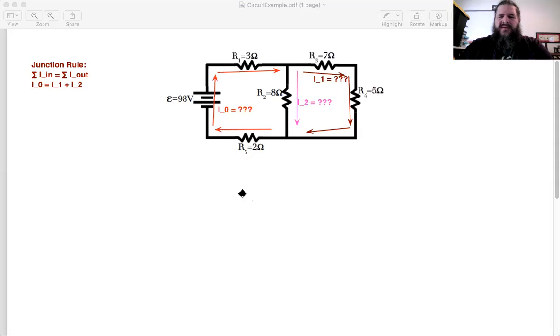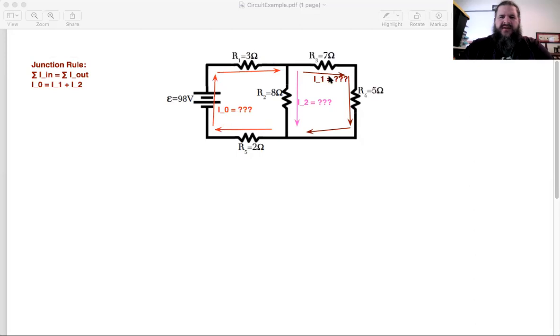So we don't know any of the currents yet, but we at least have labels for all of these currents. And to figure out what those currents are, there's several ways we can proceed here. One way is if we take a look at the loop rule by drawing out a loop, that is some path that starts and ends at the same point.